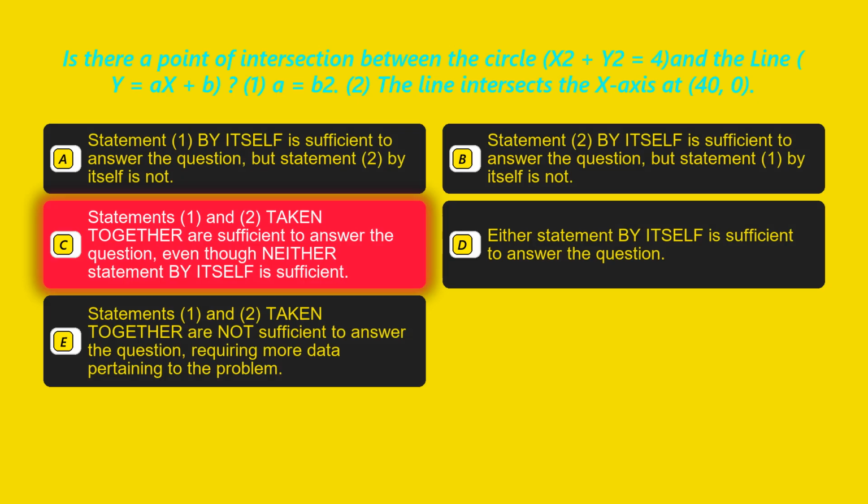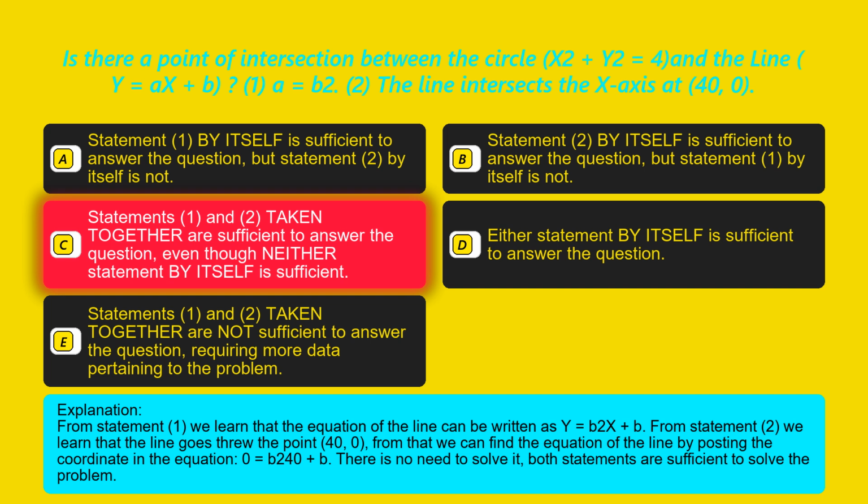The correct answer is option C. Statements 1 and 2, taken together are sufficient to answer the question, even though neither statement by itself is sufficient. From statement 1, we learn that the equation of the line can be written as y equals b²x plus b. From statement 2, we learn that the line goes through the point (4, 0). From that we can find the equation of the line by posting the coordinate in the equation 0 equals b²·4 plus b. There is no need to solve it, both statements are sufficient to solve the problem.